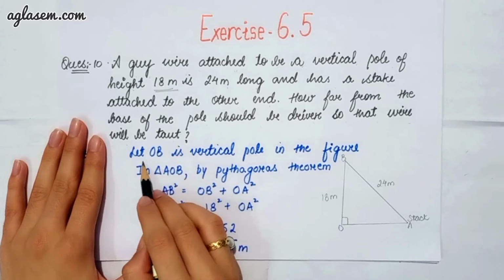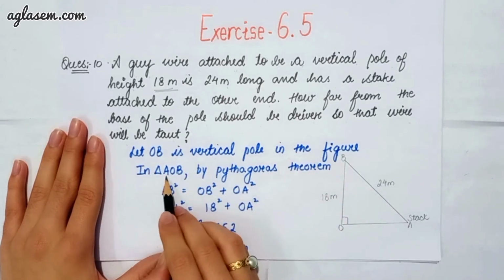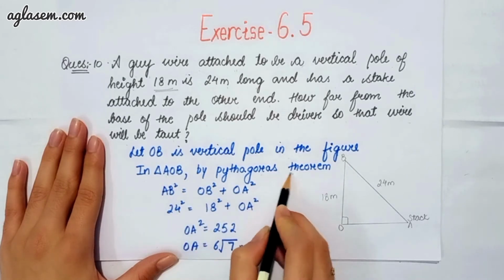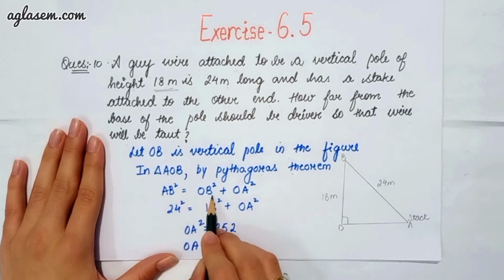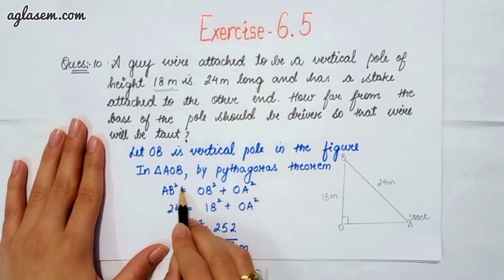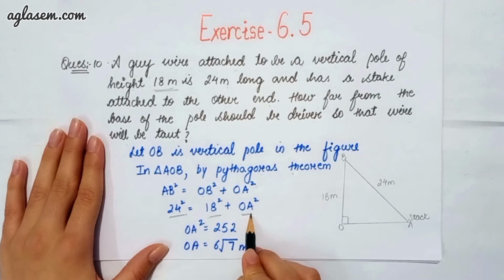So here we let OB be the vertical pole in the figure, and in triangle AOB we have to apply Pythagoras theorem. So we have the formula AB square is equal to OB square plus OA square. Placing the value of AB square, that is 24 square, OB square, that is 18 square, OA square, that we have to find. So from this we will get OA square as 252. So OA will be 6 root 7 meter.